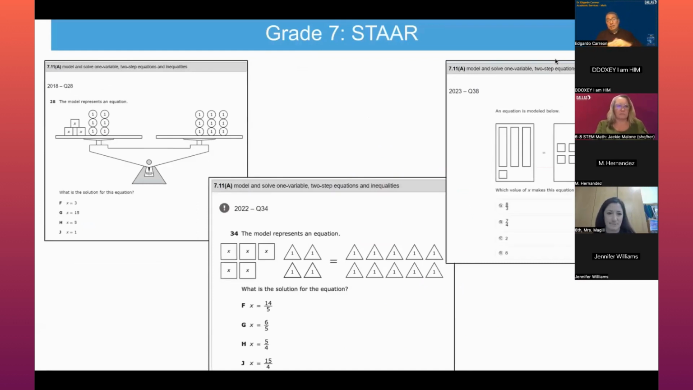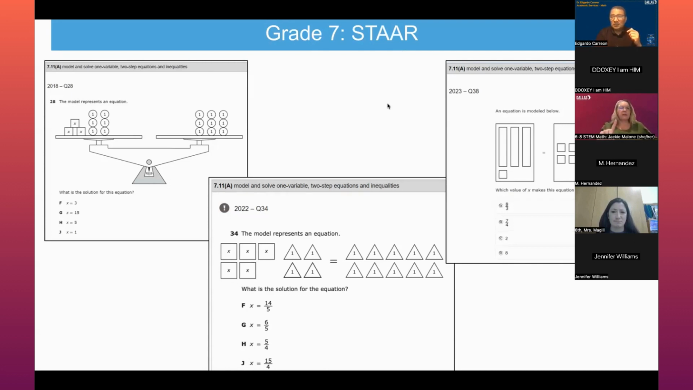Now, 7th grade, you will see models, and you can see here from 2023, 2022, and 2018. On STAR, in these 3 years, they had algebra tiles, they had a scale, they had something that looks like algebra tiles, but they use triangles. So students need to be prepared seeing any type of model and be able to work with it. Okay, so that is, Dario?